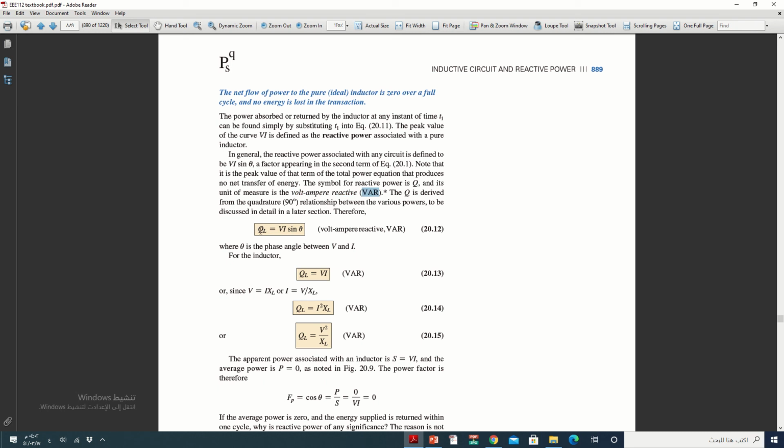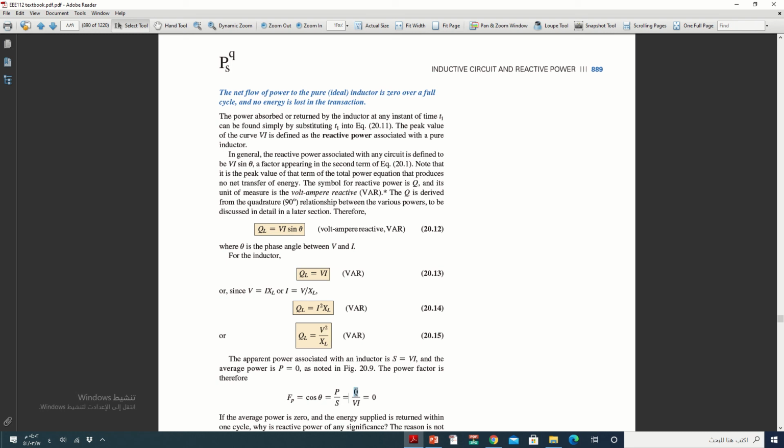The formula for this type of power, QL equals VI sine theta. For a pure inductive load, since theta equals 90 and sine 90 is 1, we can say QL for a pure inductive load is VI, or I square XL, or V square over XL. The power factor for a pure inductive load will become zero.